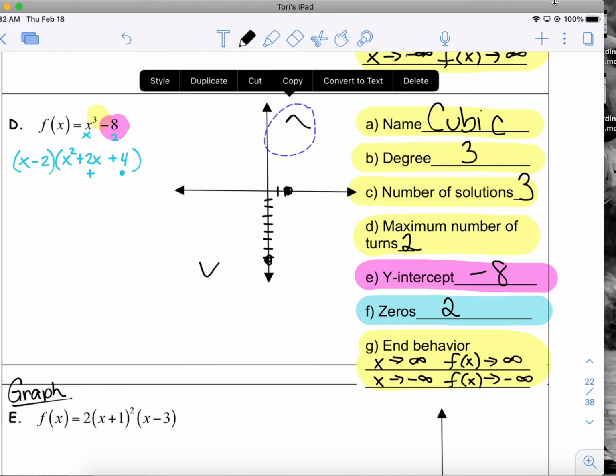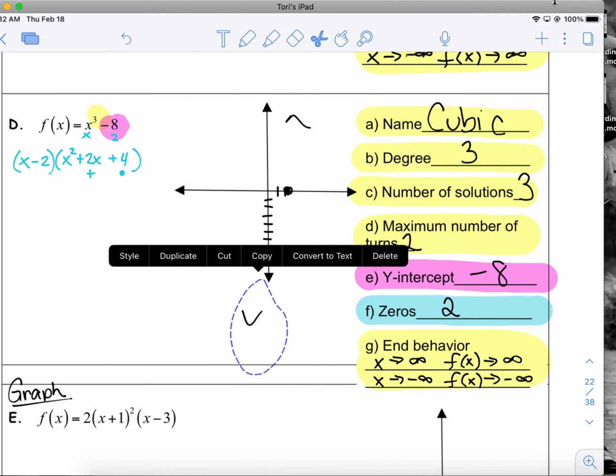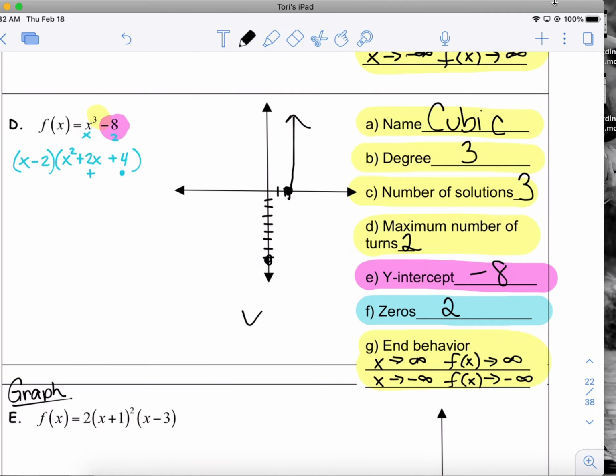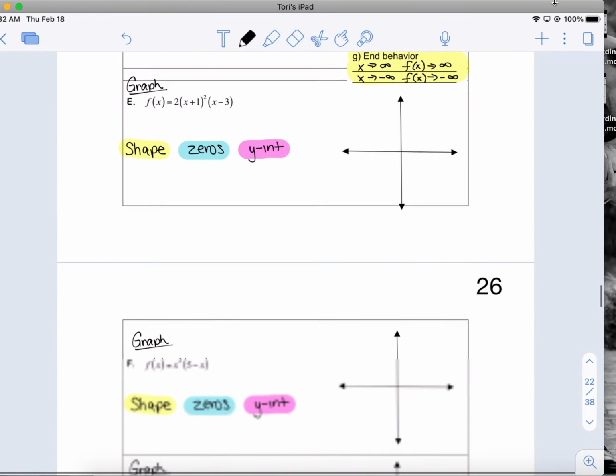Oops. Sorry about that, guys. Me and this pen are disagreeing right now. There we go. All right. So that's what we're going with. If you need a second to copy the screen on D, go for it. We are moving on to E and F.